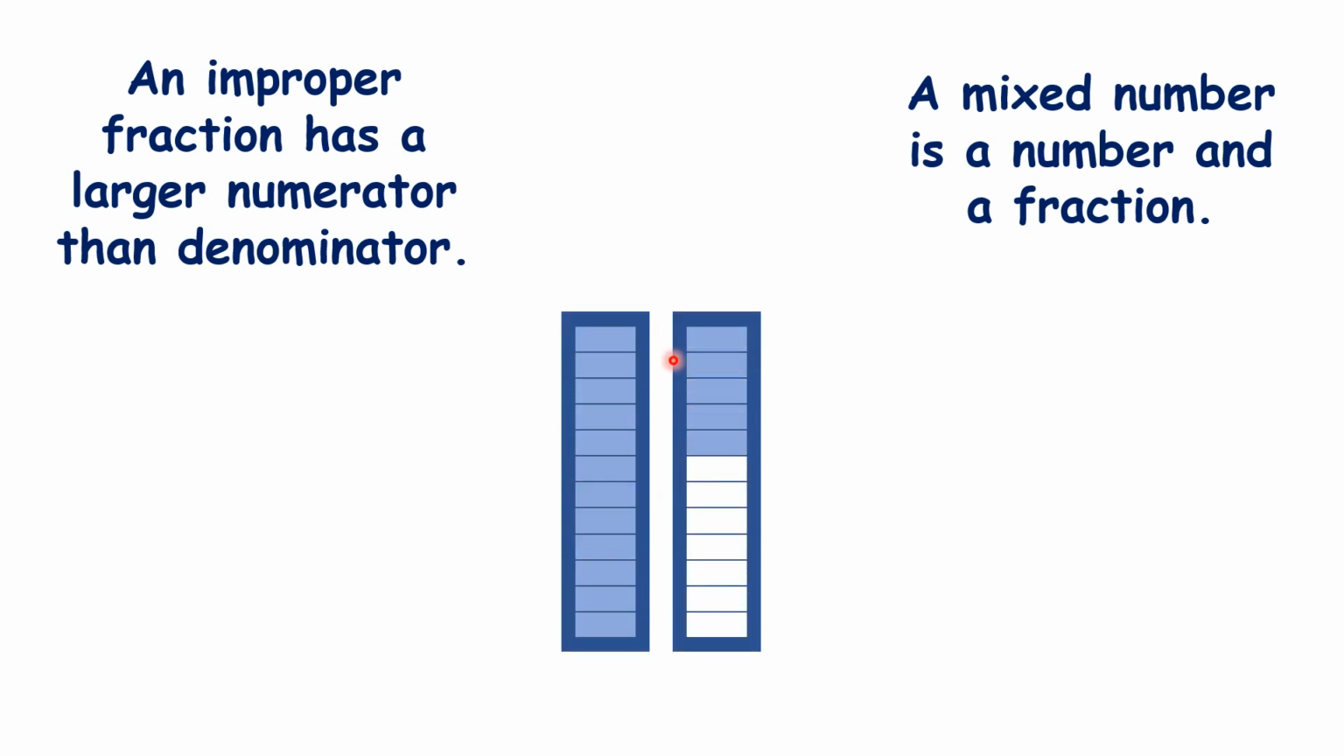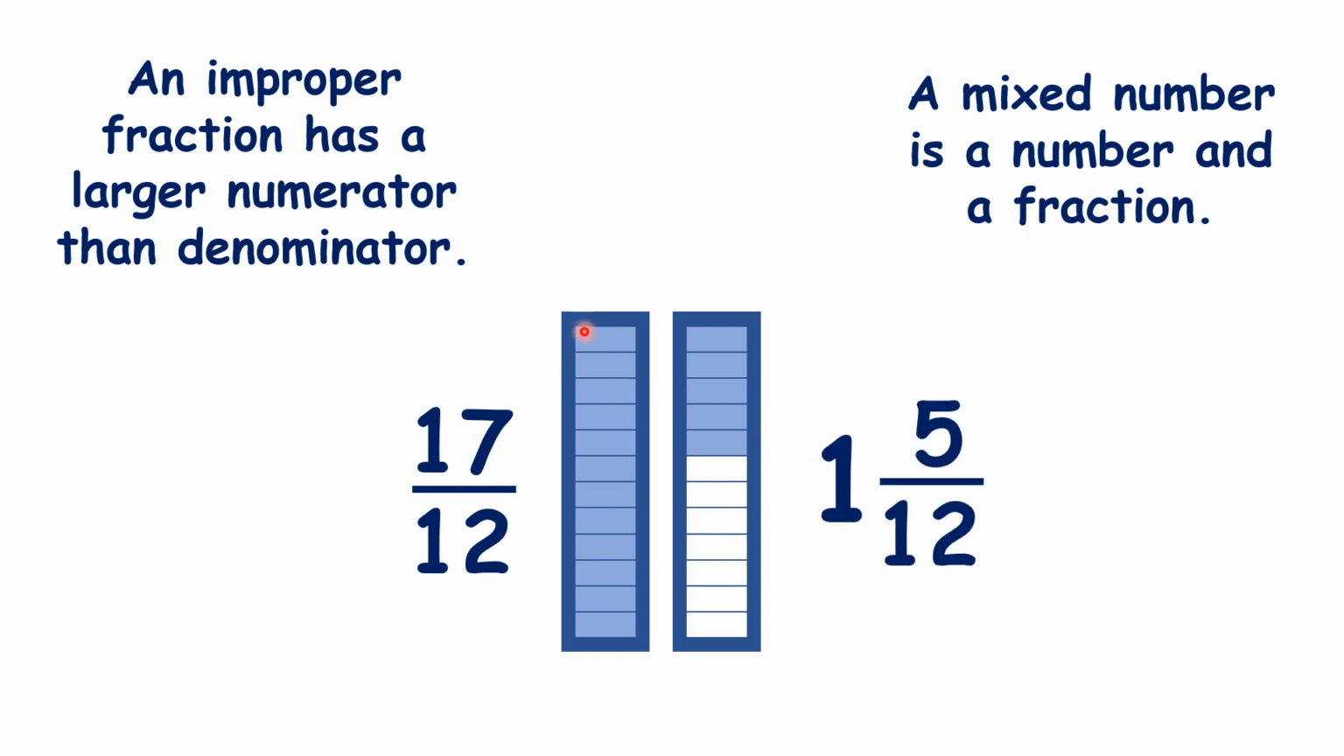So let's look at this fraction here. Each rectangle has been split into 12 parts. We have 17 parts altogether, so we can write 17 over 12 as our improper fraction. So the numerator tells us how many parts we have, and the denominator tells us how many parts each whole has been split into. So how could we write this as a mixed number?